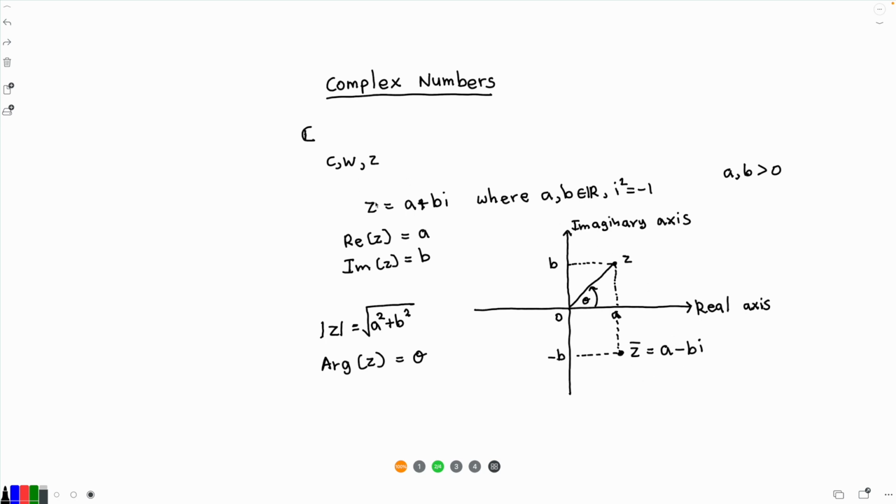As you can see, Z equals A plus BI, and the complex conjugate Z bar is A minus BI. So the sign between the real part and the imaginary part changes when you get the complex conjugate. If you know the complex number, you can find its conjugate really easily. You just have to change the sign between the real part and the imaginary part. So these are the basic things you have to know about complex numbers.